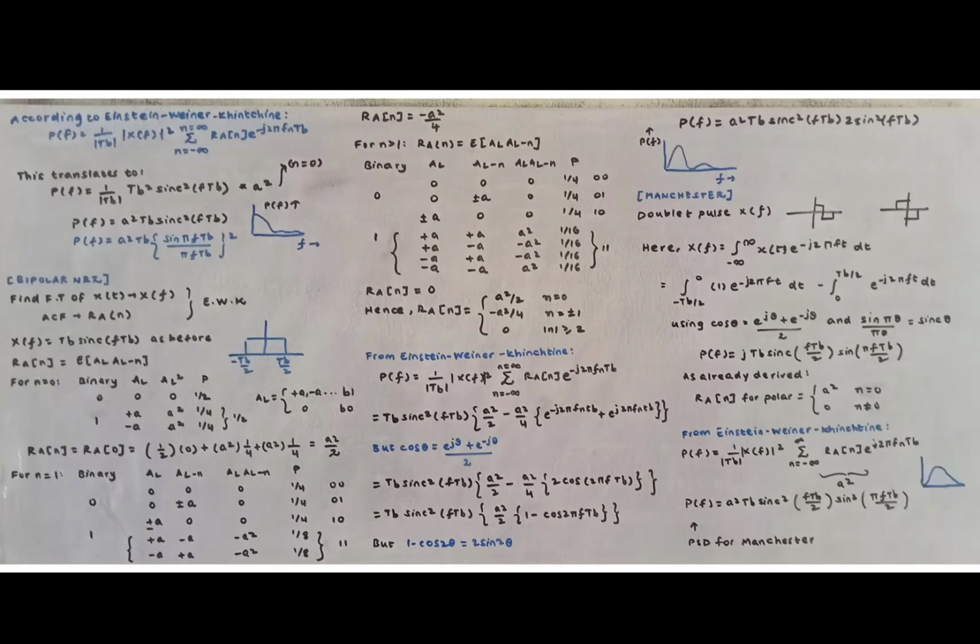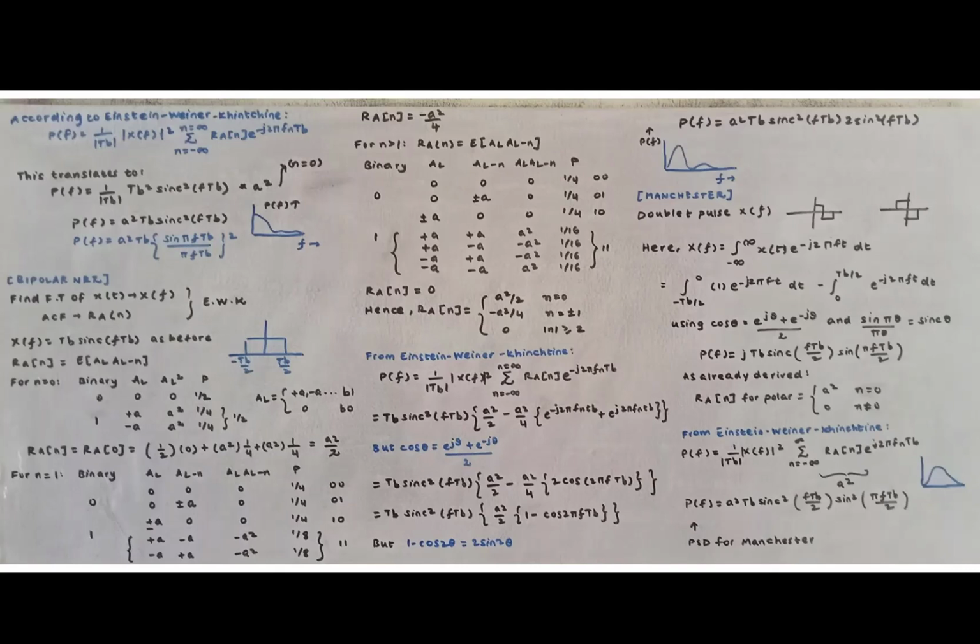This is different compared to previously when we just had to do n equals 0 and n is not equal to 0. So this is a difference, right? And then eventually you get the three values: A square by 2 for n equals 0, minus A square by 4 for n equals plus or minus 1, and 0 wherever n is greater than 1. Again, you use Einstein-Wiener and you make the substitutions, and you eventually get P of f is A square TB sinc square FTB times 2 sine square FTB. There's your waveform as well.